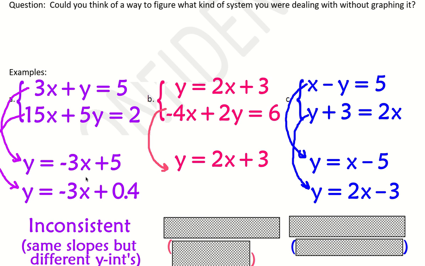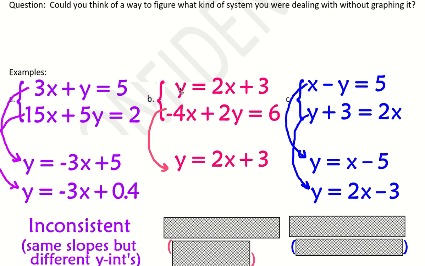So you kind of get up to the brink of actually drawing the line. You don't need graph paper, you don't need a grid. You don't need to actually draw the lines to know that they're going to be parallel, because same slopes, different y-intercepts. So take a look at this.